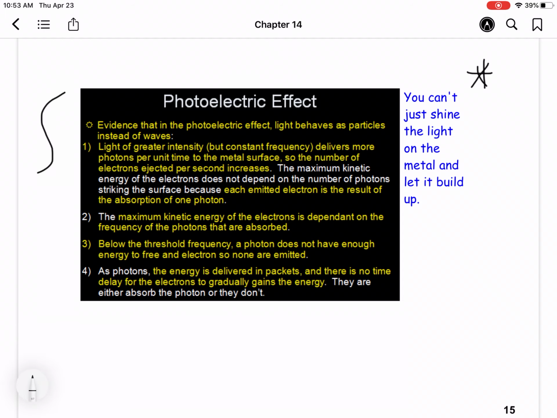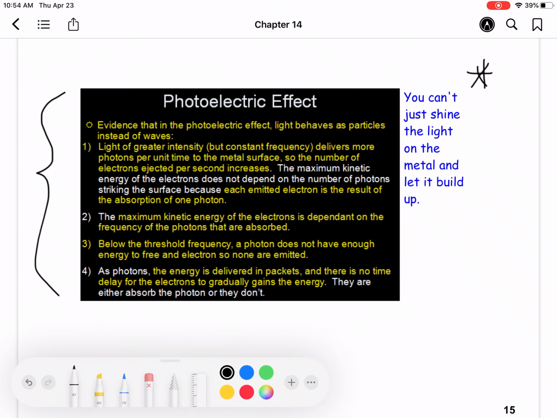These are kind of the main things, right? Brighter light gives off more photons, which means it gives off more electrons, but doesn't change the speed of the electrons or the kinetic energy of the electrons. Maximum kinetic energy of the electrons is dependent on the frequency of the photons that are absorbed, right? So if I change the frequency of the photons, we're going to change the kinetic energy.